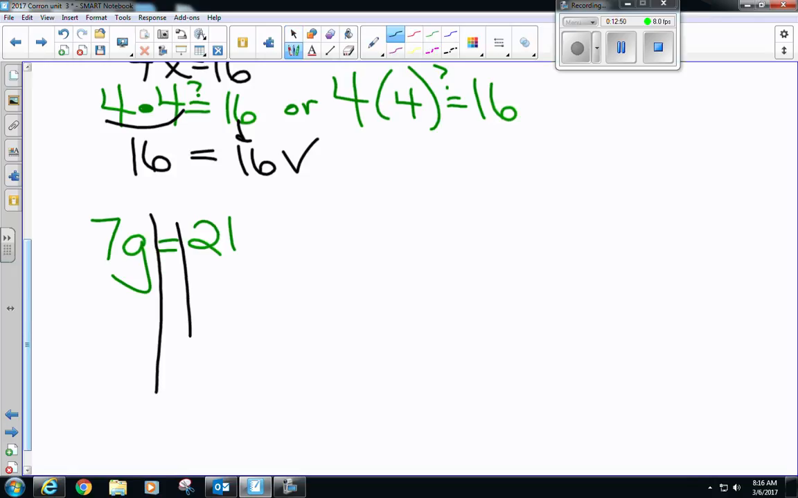draw your lines to keep it separate. This is multiplying, so we're going to divide by 7 on both sides. These cancel, leaving g equals 21 divided by 7 is 3.